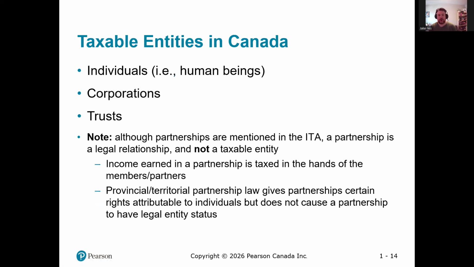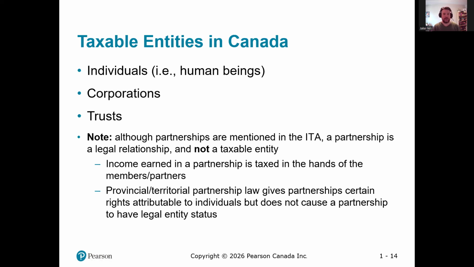So on the note of who pays taxes, we know there's residents and non-residents. But who can be a resident? As far as the Tax Act is concerned, there are three types of persons. The Tax Act often refers to persons, and they mean one of these three types: individuals, being you and I, human beings, corporations, or trusts. And each of these entities has its own tax return form. So individuals like you and I, we would file a T1 return.